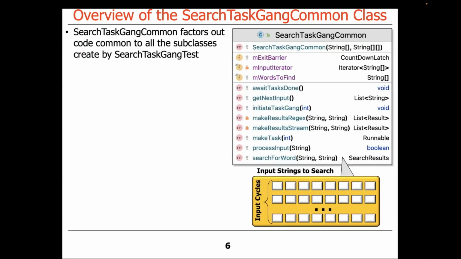So what does this class really do? It factors out code that's common to all the subclasses that are created by SearchTaskGangTest. That was a driver program we looked at. And you can see there's a fair number of methods that are customized from the TaskGang superclass here. That's going to provide a nice foundation for all the other things we're about to do.